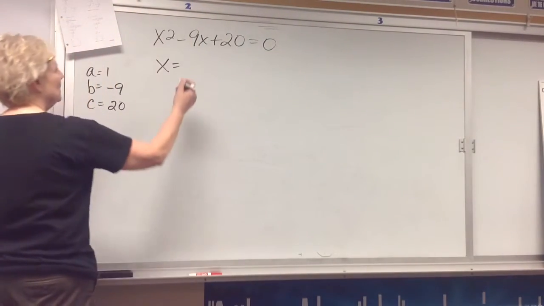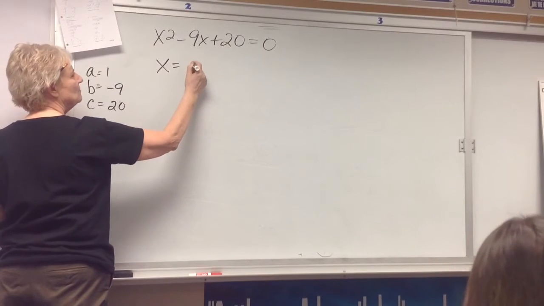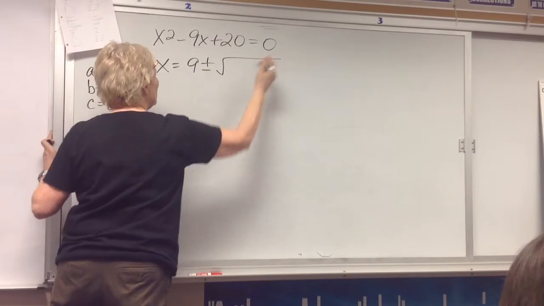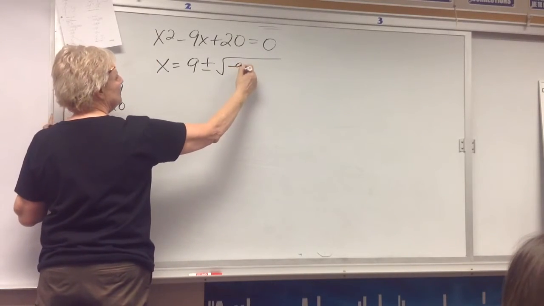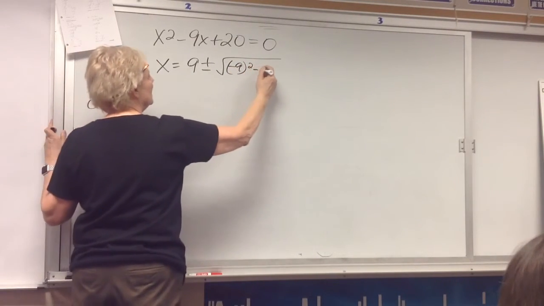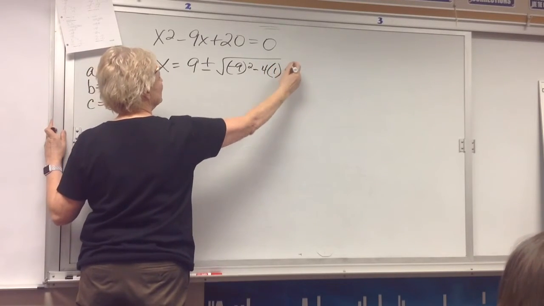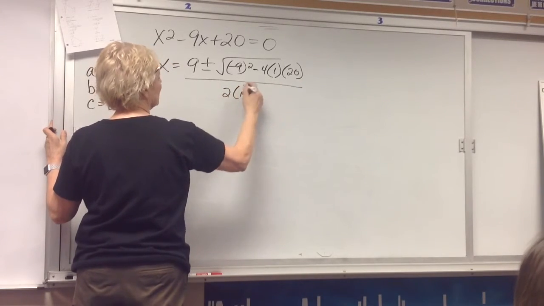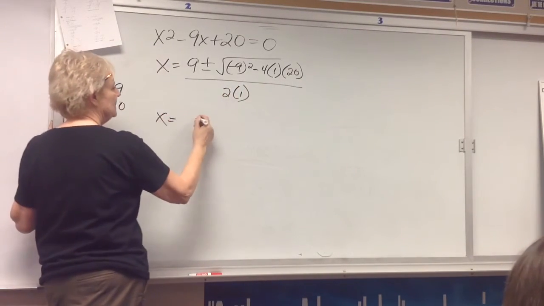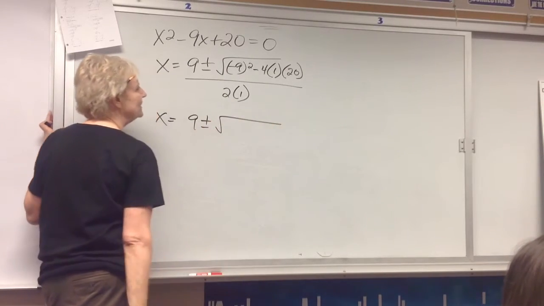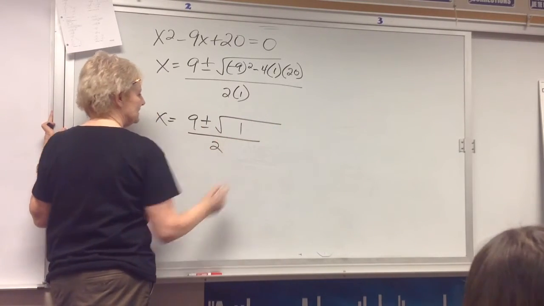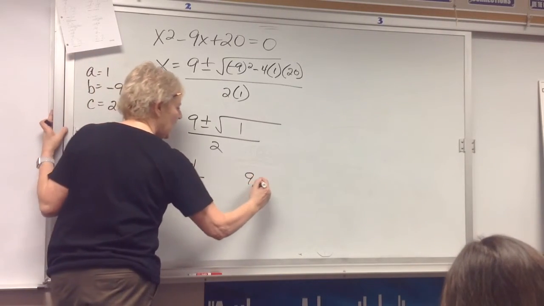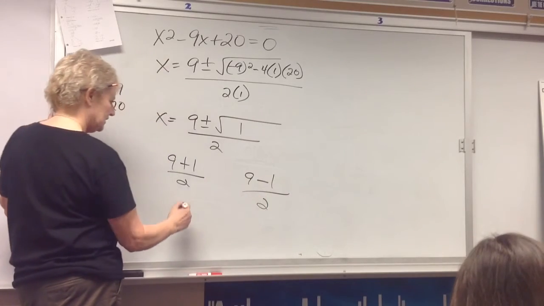Okay, got it. What do I put here? 9 plus or minus the square root of negative 9 squared minus 4 times 1 times 20, all over 2 times 1. 9 plus or minus the square root of what? 1. So it's 9 plus 1 over 2, 9 minus 1 over 2.